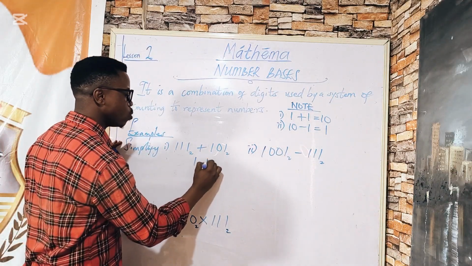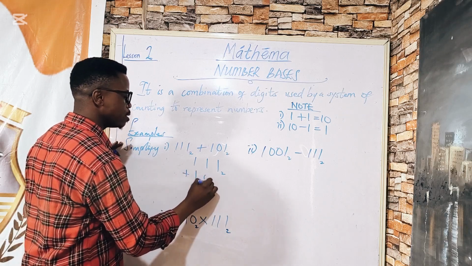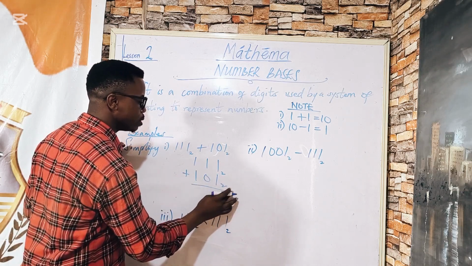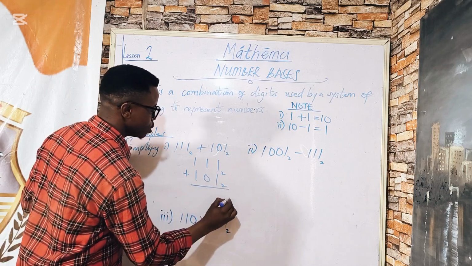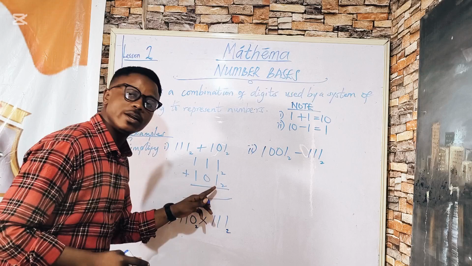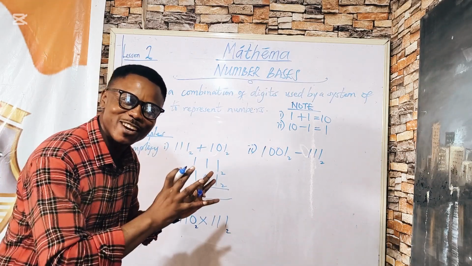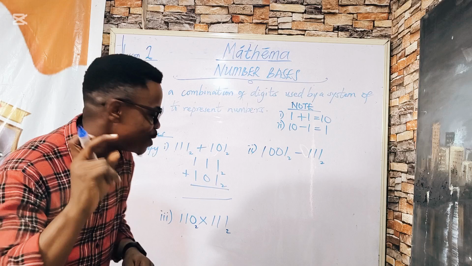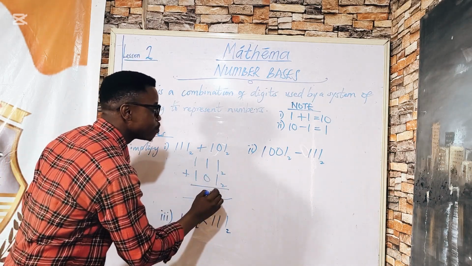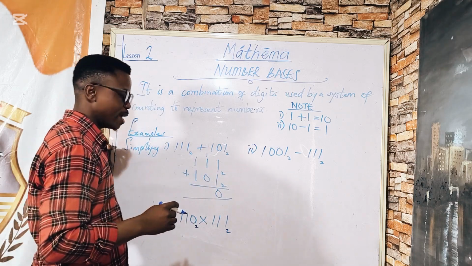Now we have 111 in base 2 plus 101 in base 2 as well. They are both in base 2, so we want to add this according to our notes. 1 plus 1 is 10. I know you learned it as 2, but here in the binary system of numbers, it is different, so we must take note of that. 1 plus 1 is what? 10. So write 0 and carry 1 up there as usual.